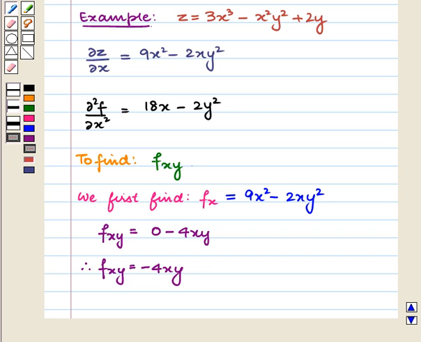Thus, in this session, we have discussed partial derivatives, chain rule, and higher order partial derivatives. This completes our session. Hope you enjoyed this session.